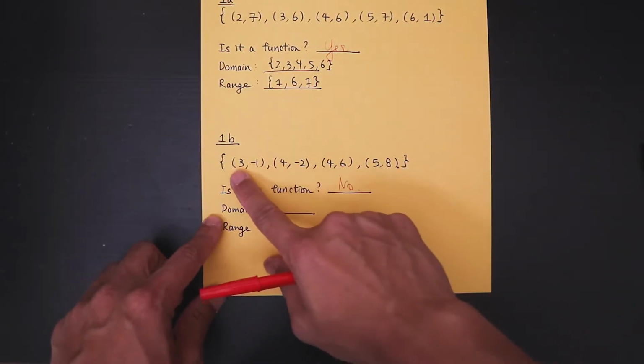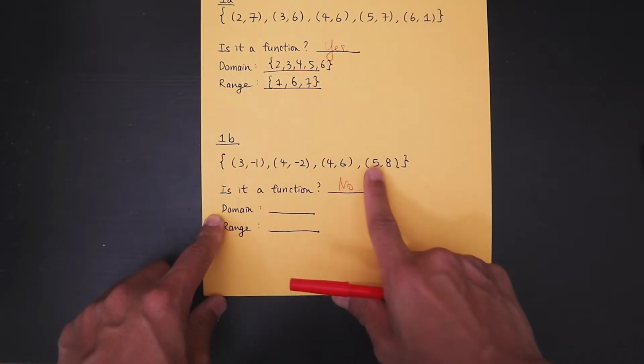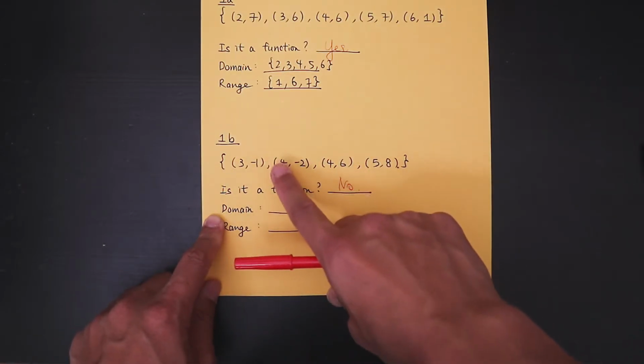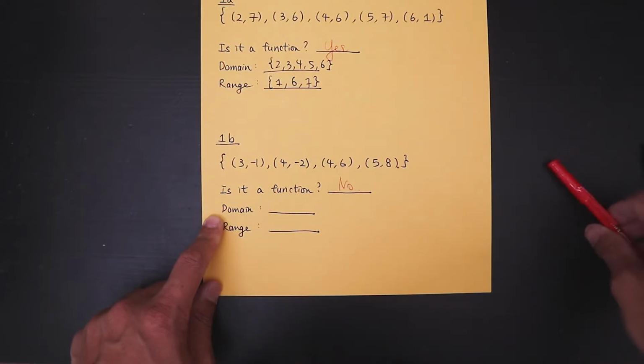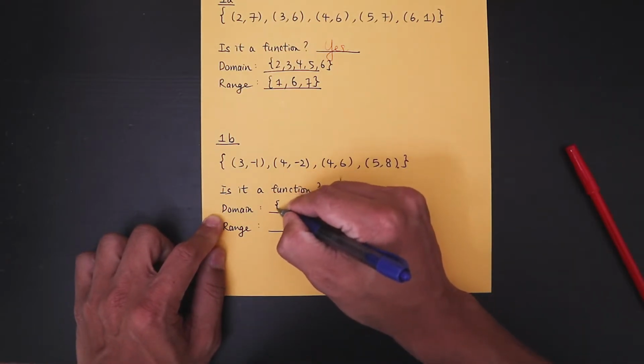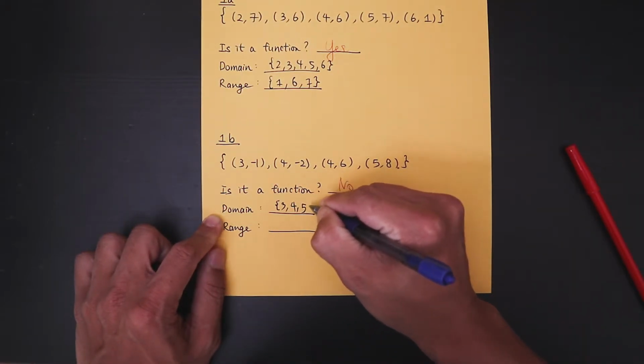What is the domain? It's a set of x values. So look at all the x's in each ordered pair. I see there's a 3, 4, 4, and 5. And you don't have to write the 4 twice. So you're going to write in numerical order 3, 4, and 5.